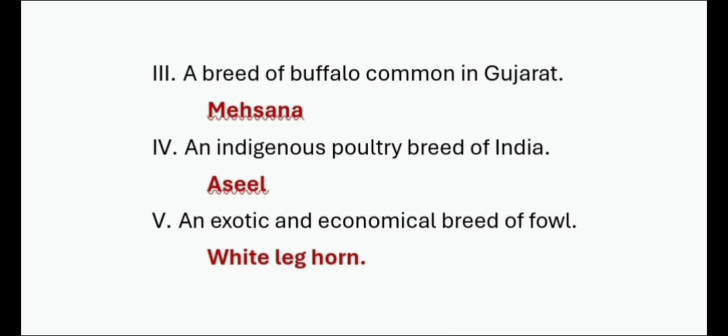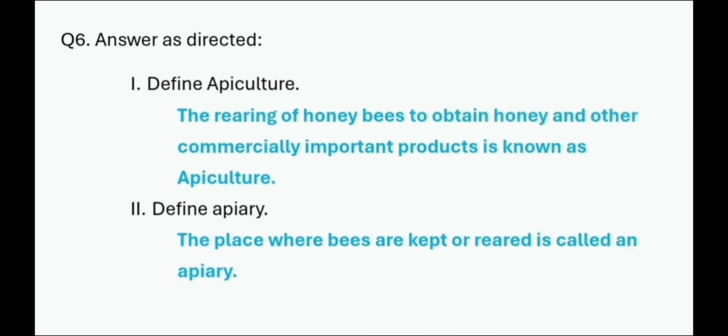Next, we have question number 6. You got to answer as directed. It is about defining and then also with certain scientific names as it has been asked in the question. So the first is to define apiculture, which is rearing of honeybee. That's an important part. But why we rear honeybee? That is to obtain honey and other commercially important products, which is together known as apiculture.